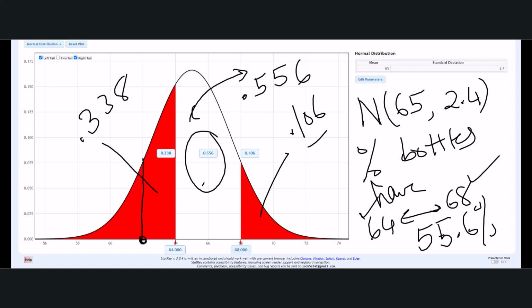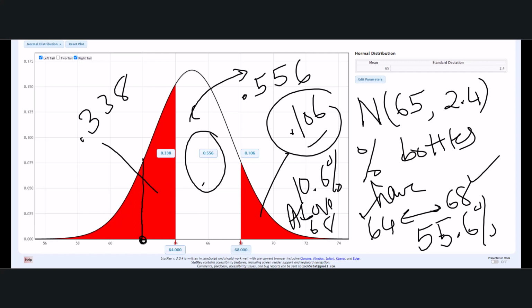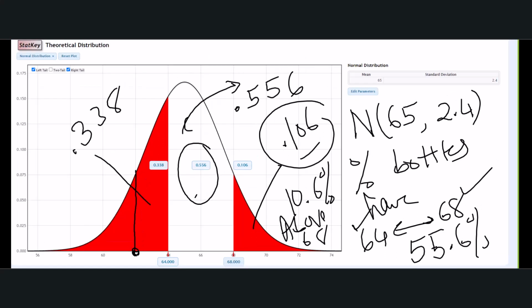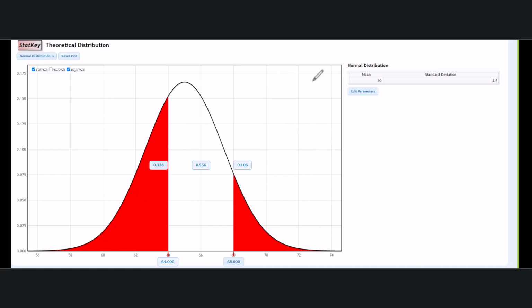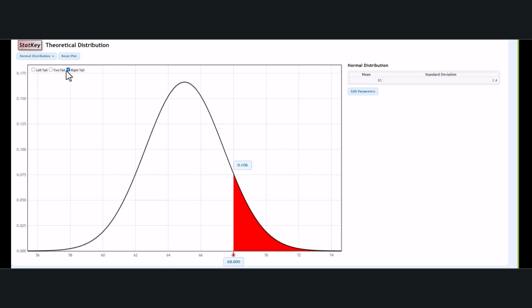Okay, and again, this 0.106 indicates that 10.6% will be above how many? 68 drops. All right, now we are going to use it to find the percentiles. But before that, let's go ahead and clean up our slate. Okay, so here it's all gone.